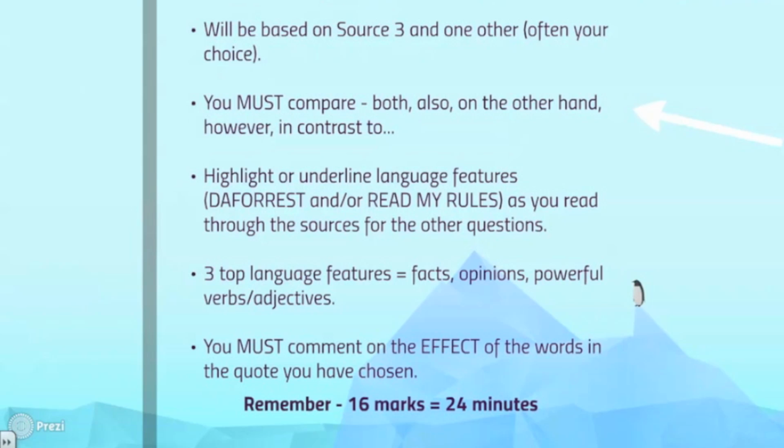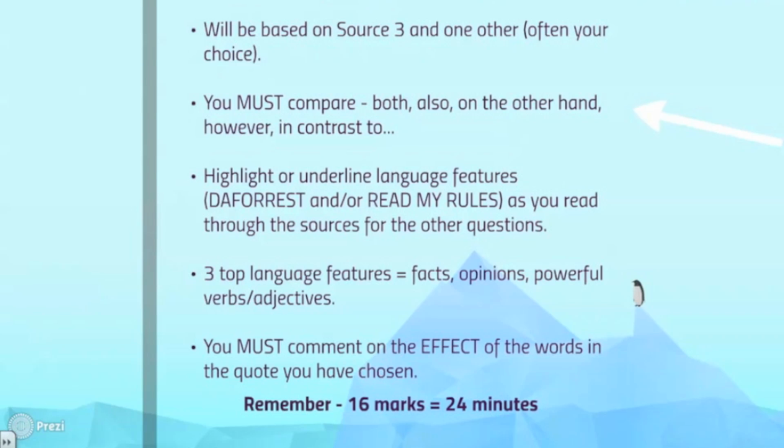You need to make sure that you compare. So using words like both, also, on the other hand, however, and in contrast to, tells the examiner that you've looked at the language features used in source 3 and the other one that you've chosen, and you've thought about what is the same, what's similar, and what is different, so that you are comparing and contrasting the language features used and how they have been used.